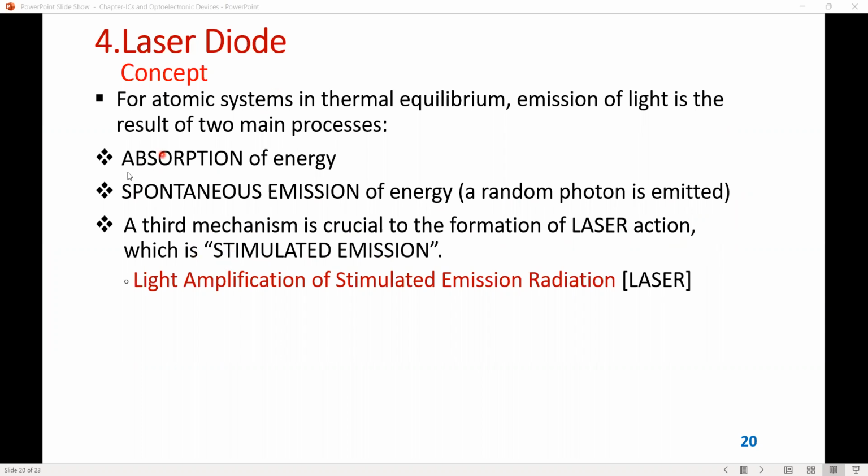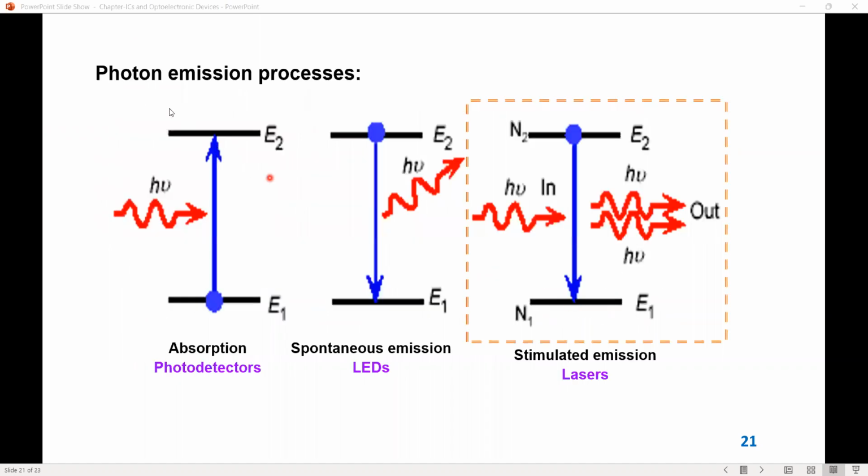So these three are absorption, spontaneous emission, and stimulated emission. What does LASER stand for? It is basically an acronym of Light Amplification by Stimulated Emission of Radiation. This is the mechanism of the laser. So what are these things? Absorption, spontaneous emission, and stimulated emission.